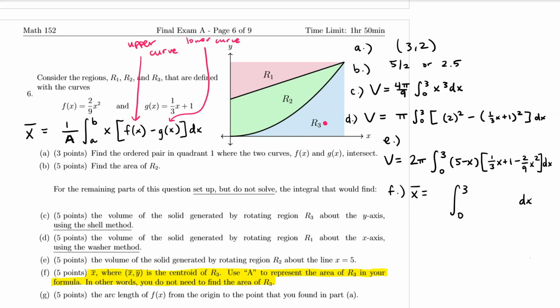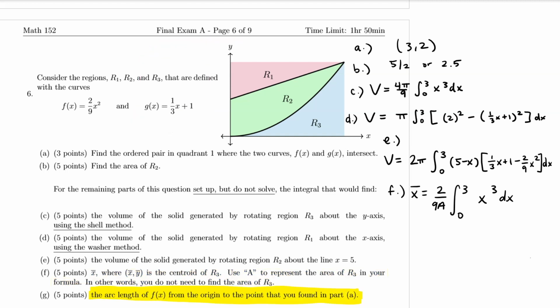And if we do that, then we get 2/9 times capital A on the outside of our integral, and then our simplified integrand would be x cubed. So that's our answer for part F.